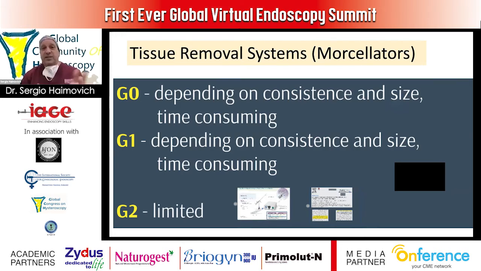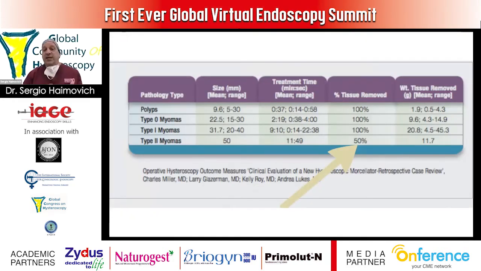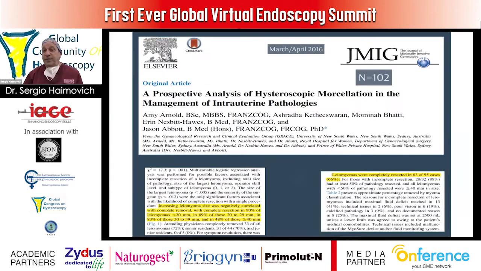Even this is the publicity of the MyoSure. Their own, I'm not bringing any study, just their own, and you can see here that in type 2 myomas, the percentage of tissue removed is 50%. That's because it's very hard to go inside the cavity. We have also studies like this one. It's a big one with 102 fibroids, and the bigger the myoma is, the more difficult it is to remove the whole myoma, and overall they remove 66% of the tissue of the myomas. So we see also the limitations of the tissue removal systems.